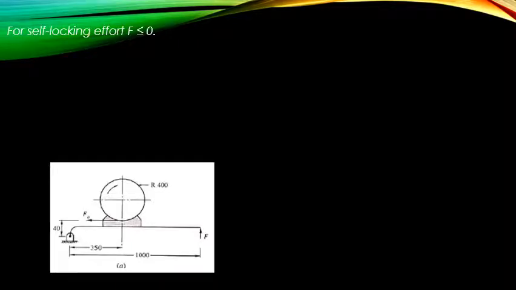Next, they have asked what is the value of the dimension c that is required to make the brake self-locking, assuming all the other dimensions remain the same. So we know that for self-locking, the effort F should be less than or equal to 0. Now substituting the value of the effort required for the clockwise direction, that is F = Ft·b/(a+b) × (1/μ − c/b), that is less than or equal to 0.